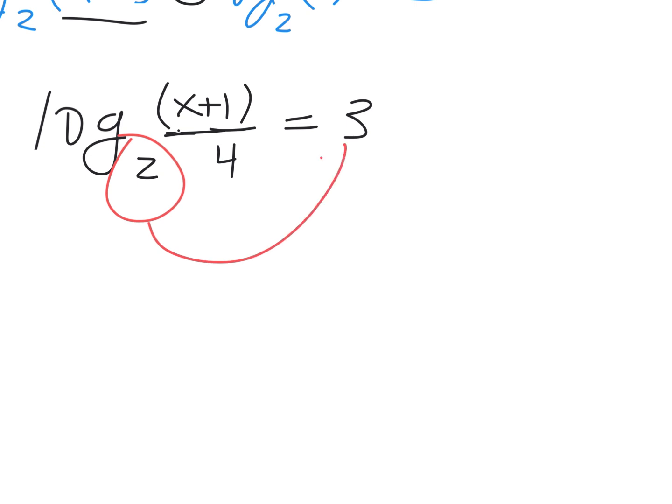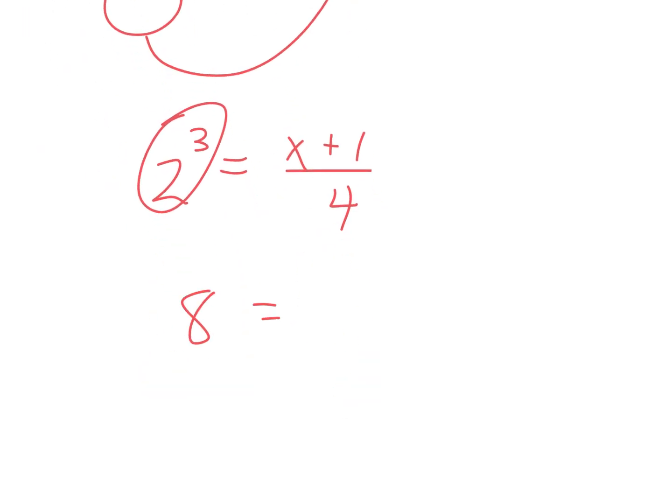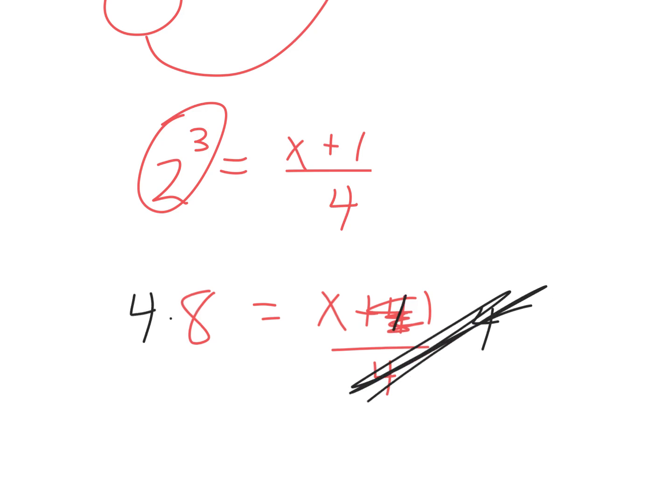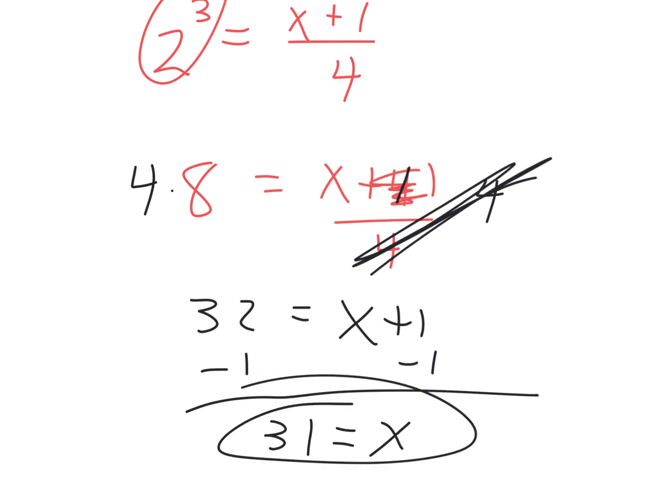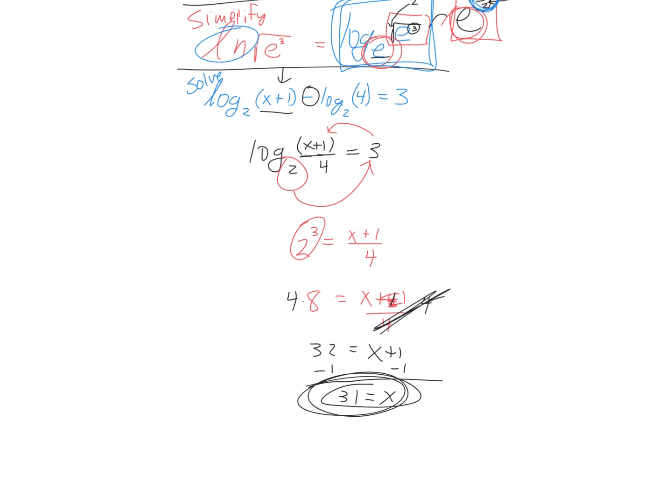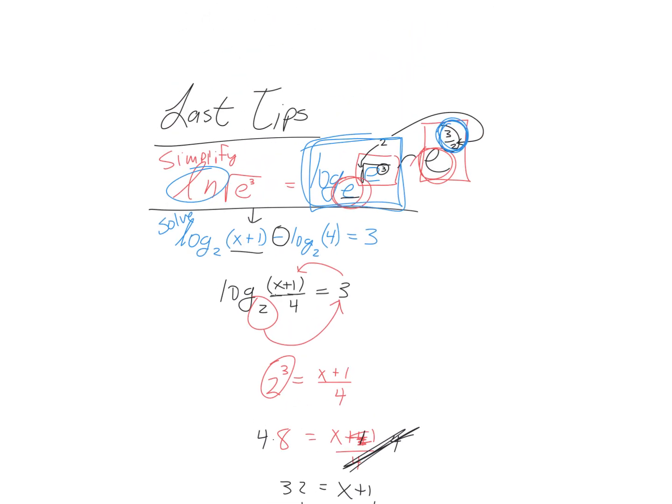You should rewrite, and you'll have 2 to the third equals x plus 1 over 4. And 2 to the third is really 8, so keep on making your problems simpler and simpler. X plus 1 divided by 4. And then I'm going to multiply both sides by 4 to clear the fraction. This is 8 times 4, 32, equals x plus 1. Subtract 1 from both sides, and I have 31. Did anybody else get 31 before I said it? Awesome. Then you are pretty good at logs. That's awesome.